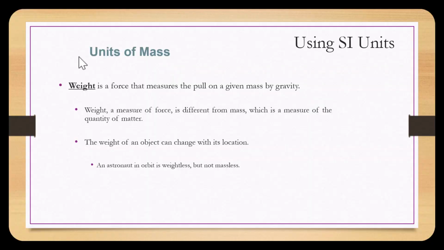Weight is a force that measures the pull on a given mass by gravity. Weight, a measure of force, is different from mass, which is a measure of the quantity of matter. The weight of an object can change with its location. An astronaut in orbit is weightless, but an astronaut is not massless.